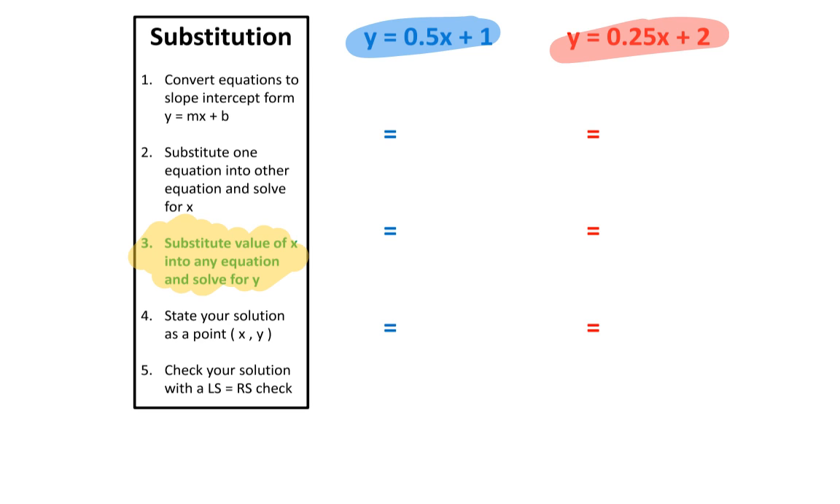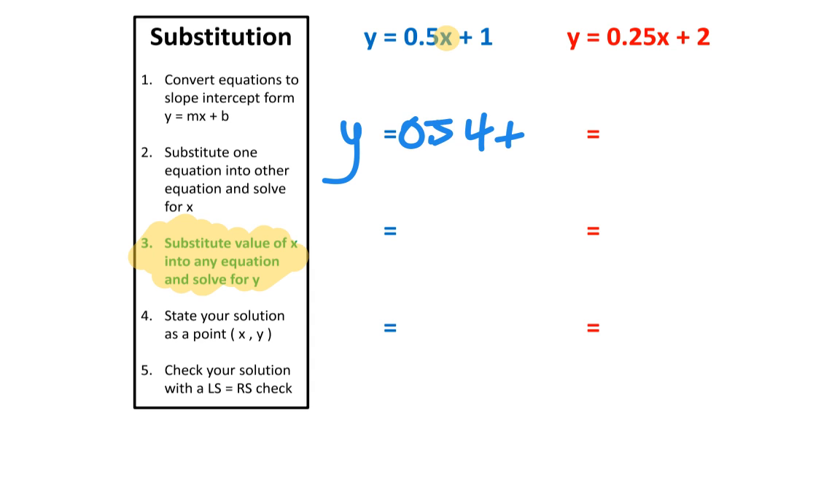It actually doesn't matter which one you choose. I'm going to choose to use the blue line. Since we know x is equal to 4, I'm going to replace x with the number 4. So y equals 0.5 times 4 plus 1. This looks a little bit strange. This looks like 0.54. However, there is a multiplication sign in between these two numbers.